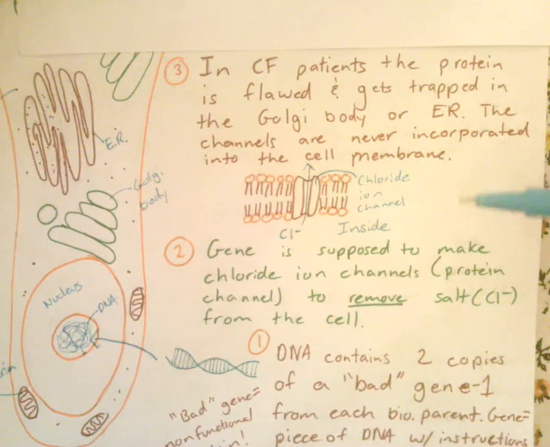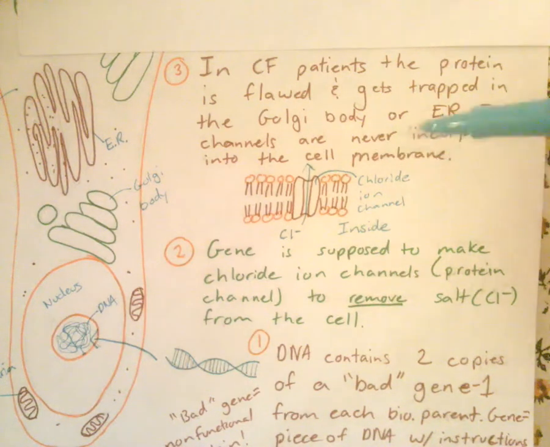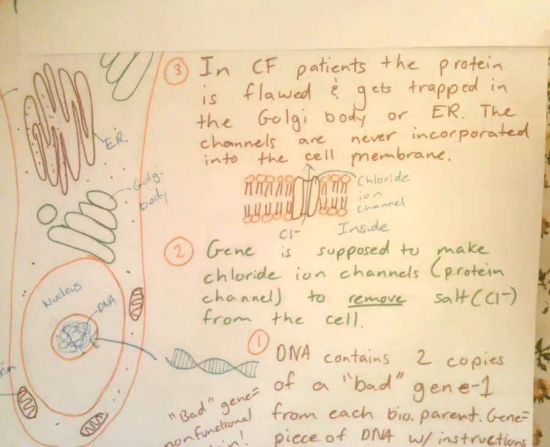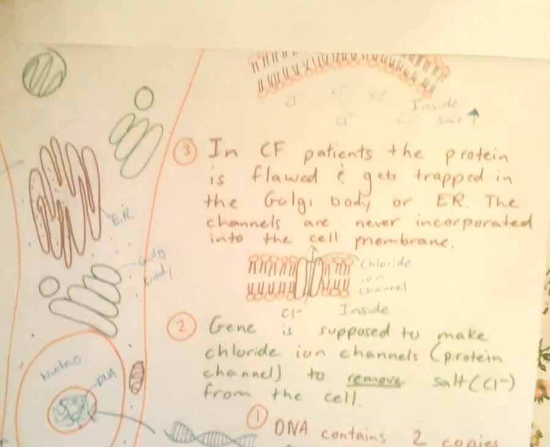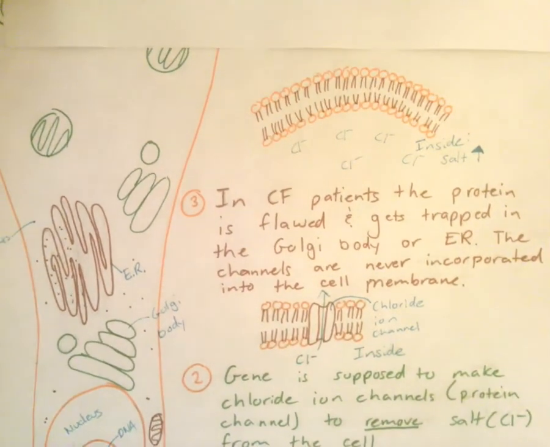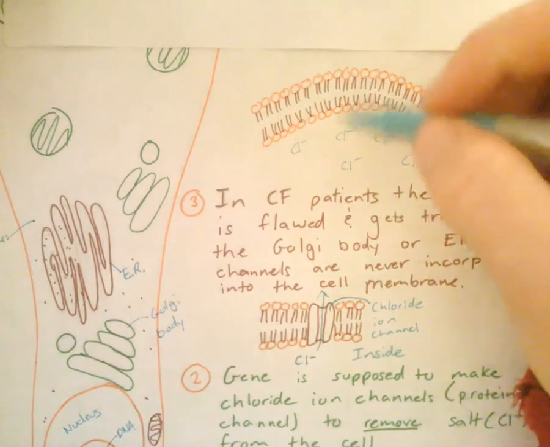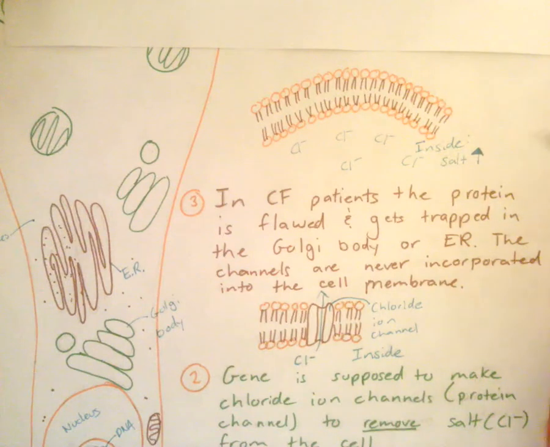That being the case, they never make it to the membrane, so they never make it to the external cell membrane, and they're never added to the cell membrane, so they're never incorporated there. Okay, they just don't get there. So this is creating a big problem. Okay, so big problems are now underway, because now we have our cell membrane and there's no chloride ion channels.